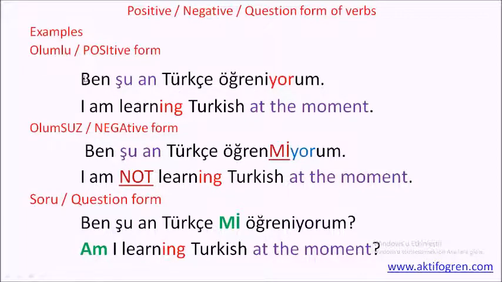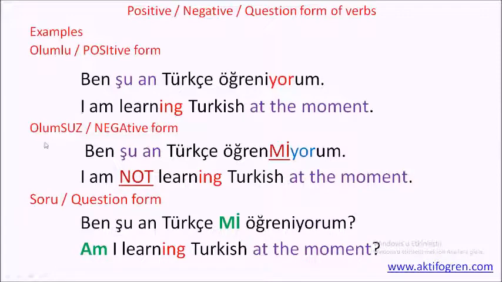Okay, olumlu. Ben şu an Türkçe öğreniyorum. Which is in English, as you see here, I'm learning Turkish at the moment. At the moment means şu an. Türkçe means Turkish. Öğreniyorum means I am learning. You don't have to use ben all the time. I just put it for you to see how we use it in another way. You can remove this and say şu an Türkçe öğreniyorum, which has the same meaning with ben. Okay. Ben şu an Türkçe öğreniyorum.